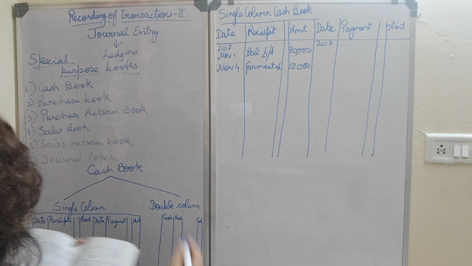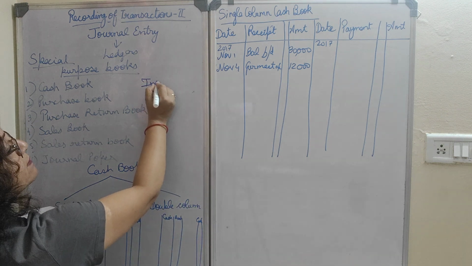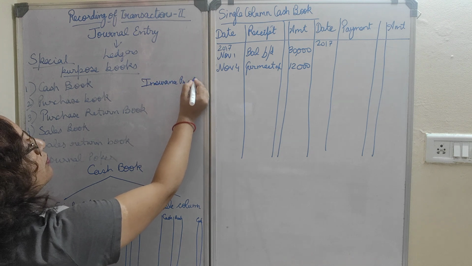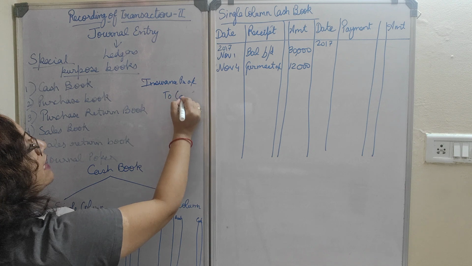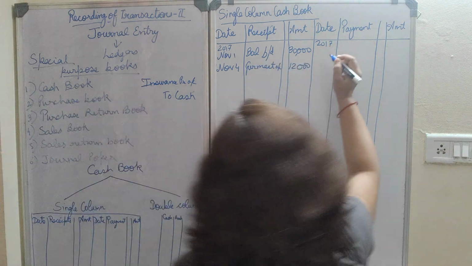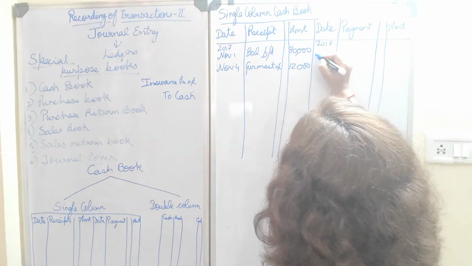We can write in our rough. Insurance paid. Now you have paid the insurance. Insurance is your expense. Debit all expenses. Insurance premium account debit to cash. So insurance premium is my payment, so it will come on the payment side. What is the date? November 8.